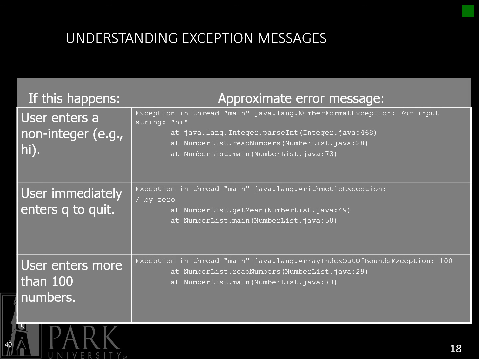So this table shows some of the unchecked exceptions that can be thrown. We covered all these. You saw these in the video, right? We entered a non-number, and we got the NumberFormatException. We entered Q immediately, and we got the ArithmeticException, right? And then we also got the ArrayIndexOutOfBounds. And this is where you can see what the thrown exception is. If you perform integer division by 0, you get an ArithmeticException. If you use too many elements, you get an ArrayIndexOutOfBoundsException.